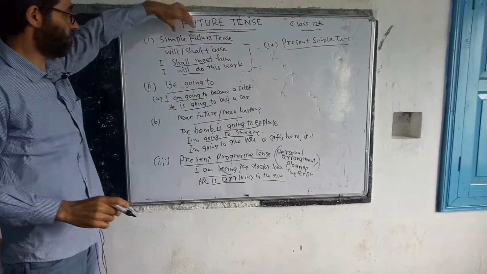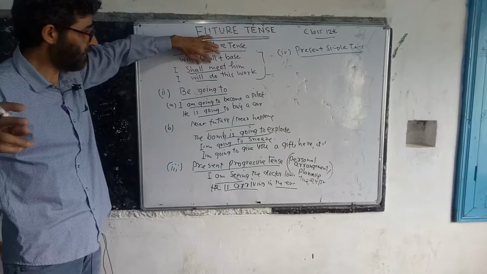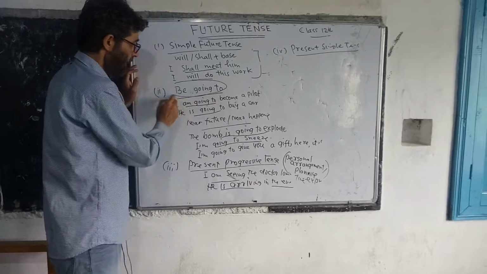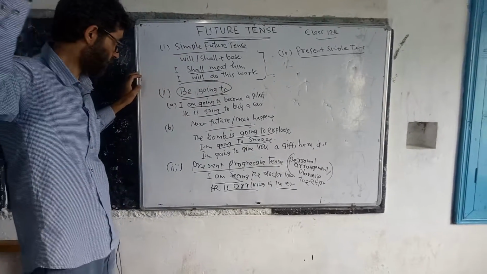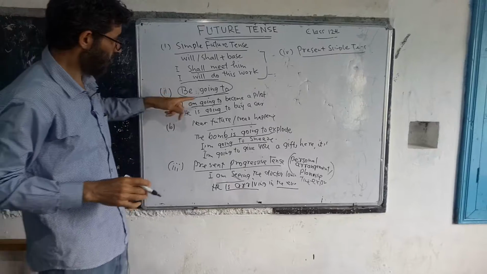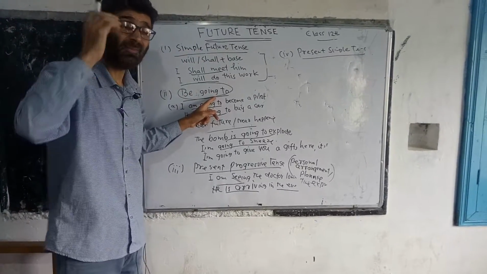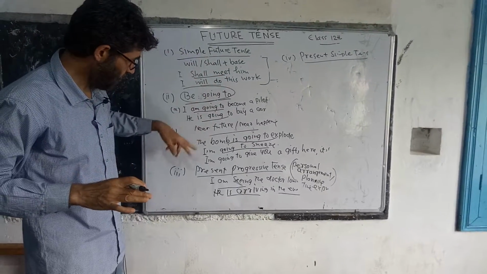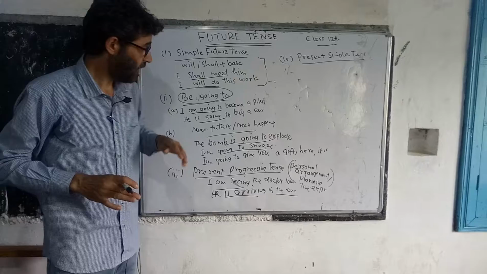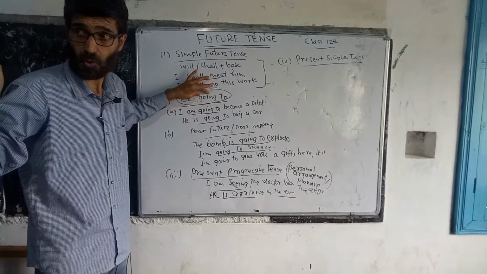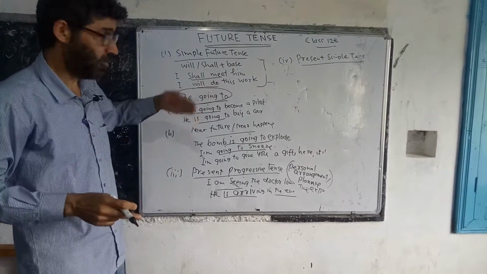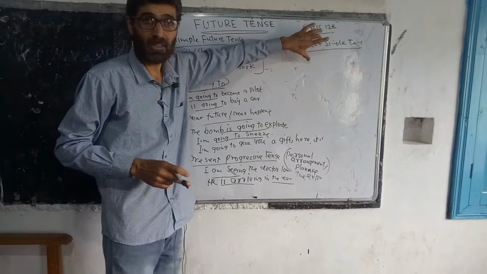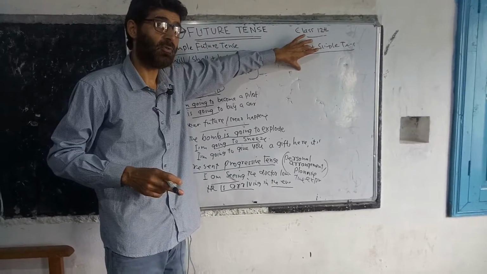To show simple future, what do we do? Shall, will plus base form of the verb. Number 2, be going to structure. I am going to do something. You are going to do something. He is going to do something. So this shows our decision or intention, and it also indicates near future. The be going to form is used to show near future or those decisions that we have already taken, or our intentions. Now present simple is also used to express future.